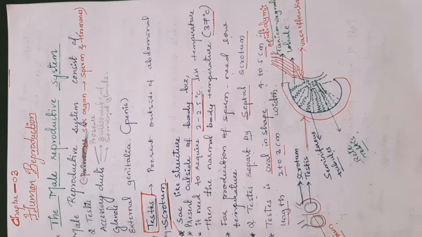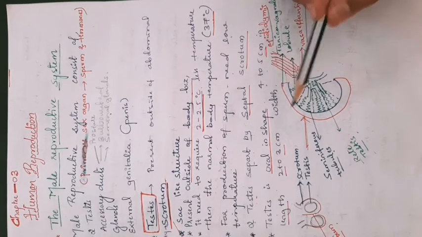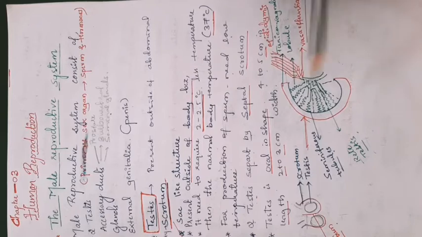The testes are present outside of the abdominal cavity. These are present in a specialized sac-like structure called the scrotum. The size of the testes is usually 4 to 5 centimeters in length and 2 to 3 centimeters in width. Inside the testes, the anatomy of the testes we already discussed. Anatomy means the internal structure of the testes.